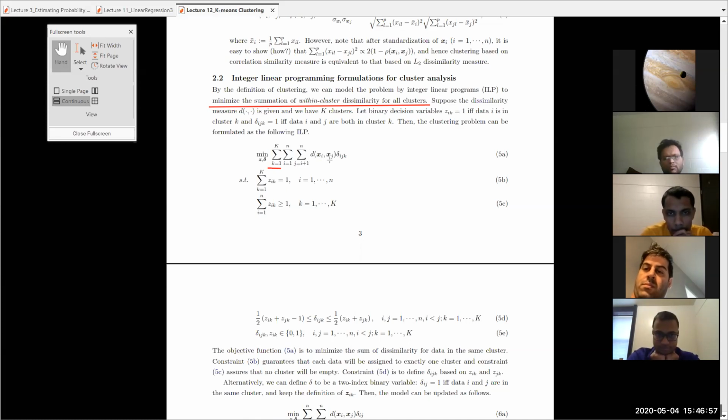I assume this d is symmetric, so that d(xi, xj) equals d(xj, xi). I don't want to have a half here, so I set j equal to i plus 1. You can definitely write j not equal to i and put in a half here. So for each data i and each data j, I measure their dissimilarity times delta ijk. I count this dissimilarity if and only if both i and j are in cluster k.